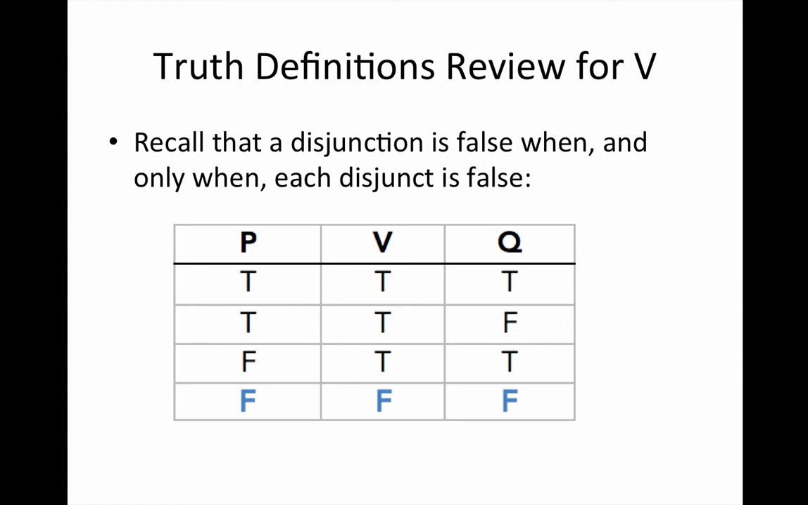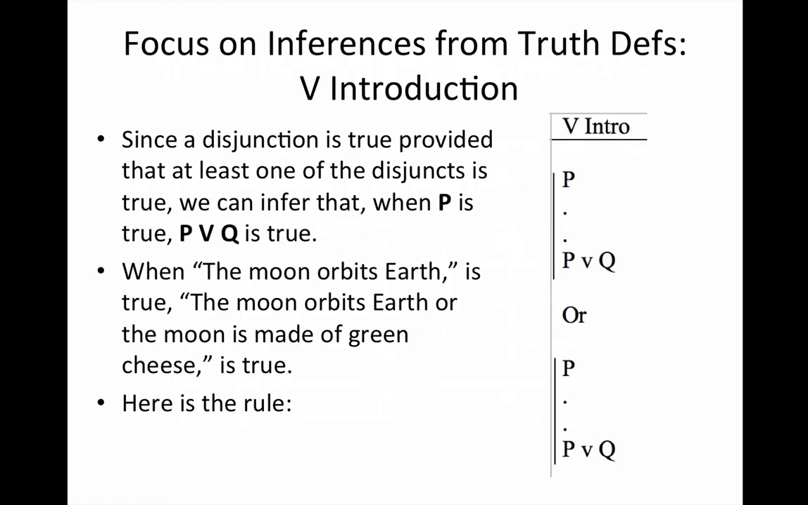Next, let's review our definitions for the disjunction. We know that a disjunction is true in three ways, right? A disjunction is true when at least one of the disjuncts is true, and it is true, I should say, when both disjuncts are true. So now let's suppose that you want to create a disjunction. You know that all you need for a disjunction to be true is at least one of the disjuncts to be true. So if P is true, P or whatever you want to say is true. When P is true, P or Q is true.